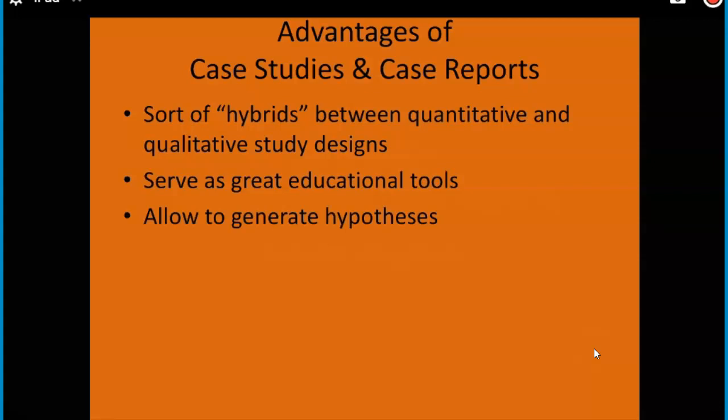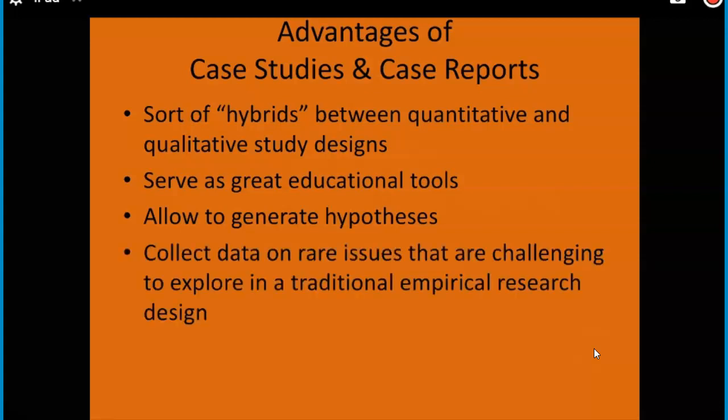Both case studies and case reports allow researchers to generate hypotheses. So if they want to explore a topic, that's why both of these genres are very explorative. They explore a topic before designing necessarily a randomized control trial or some more empirical design around a particular topic.